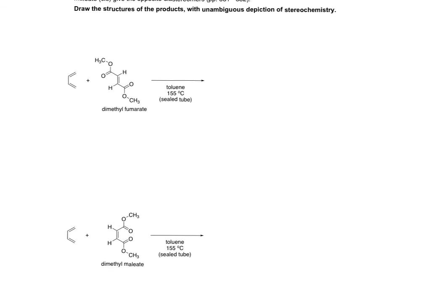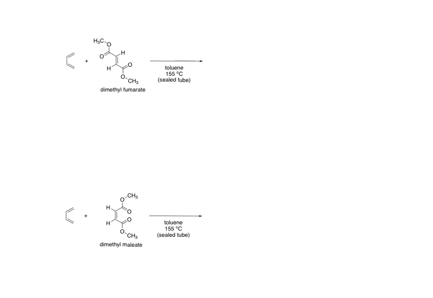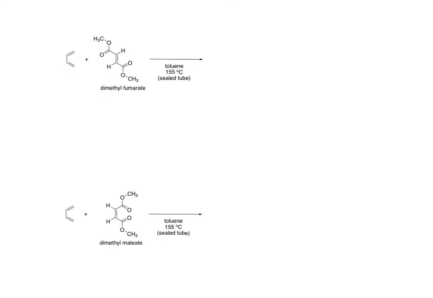As we scroll down the page, we can compare the products that arise from the reaction of 1,3-butadiene with a trans alkene, specifically the dimethyl ester of fumaric acid, versus the cis alkene, the dimethyl ester of maleic acid. I will draw the structures of the products.